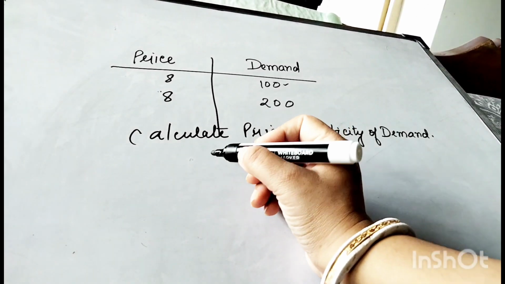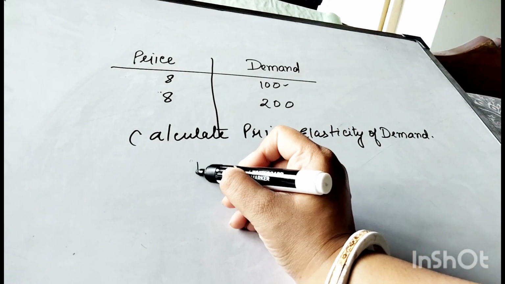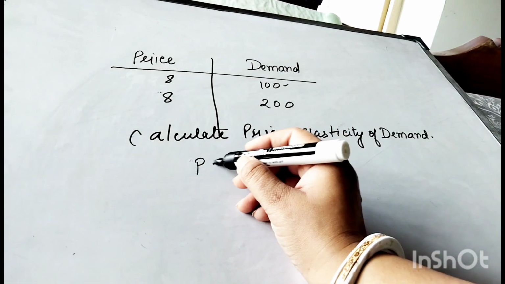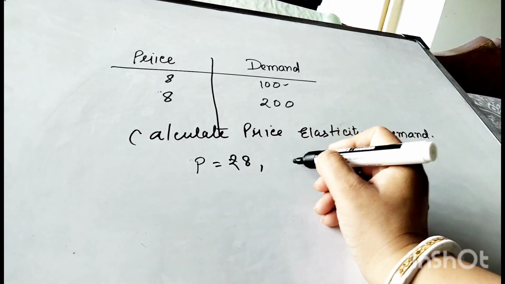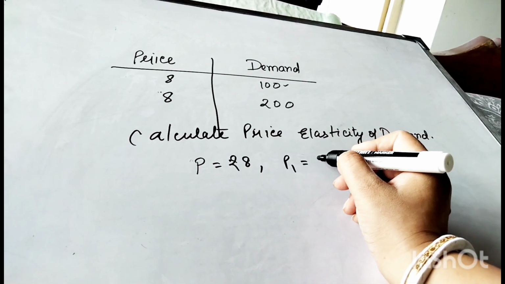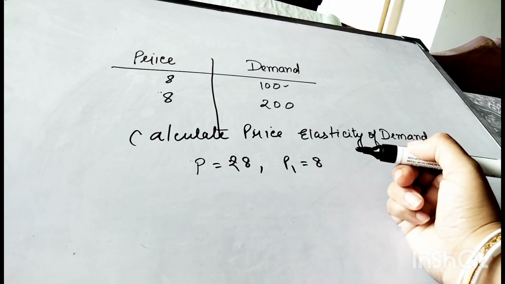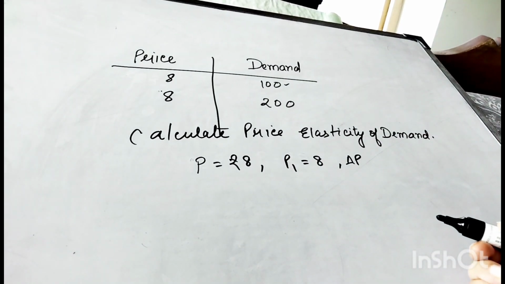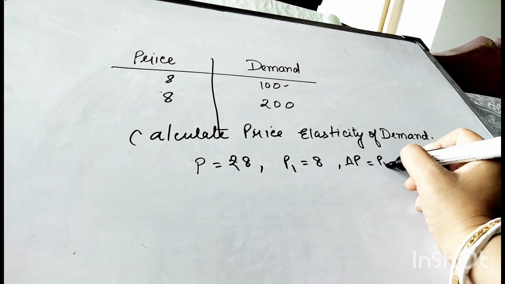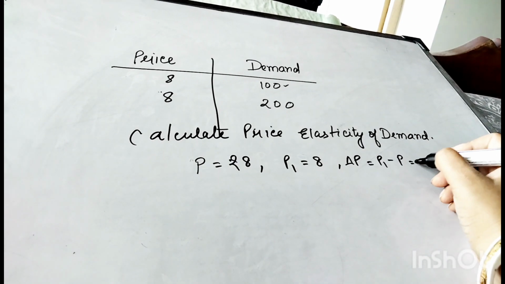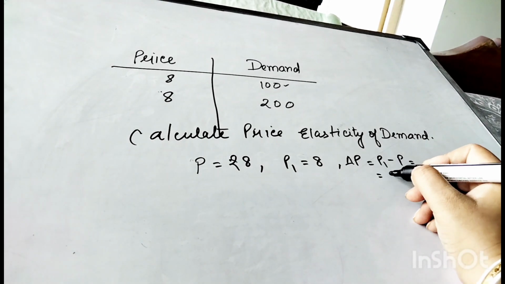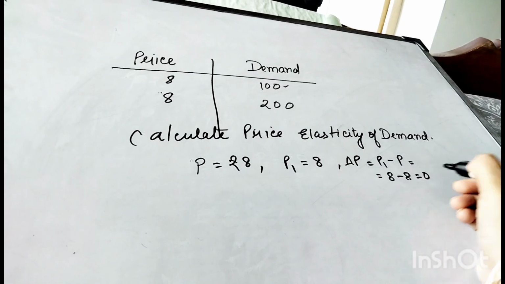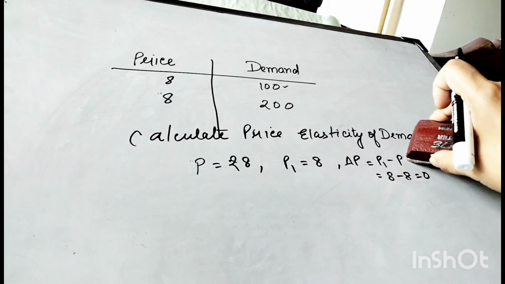Now the initial price we will write as P, and the new price we are going to write as P1. Now what is the change in the price? That will be indicated by del P. That means P1 minus P. P1 minus P is what? 8 minus 8, that is equal to 0.